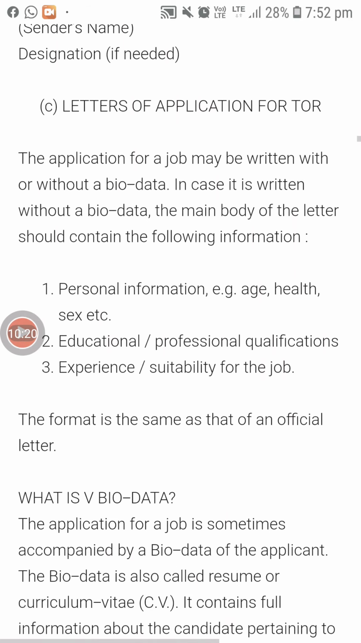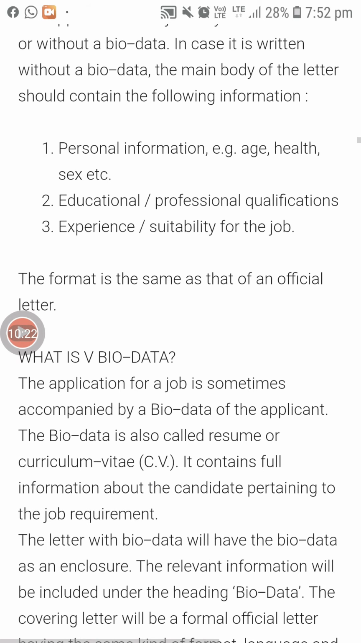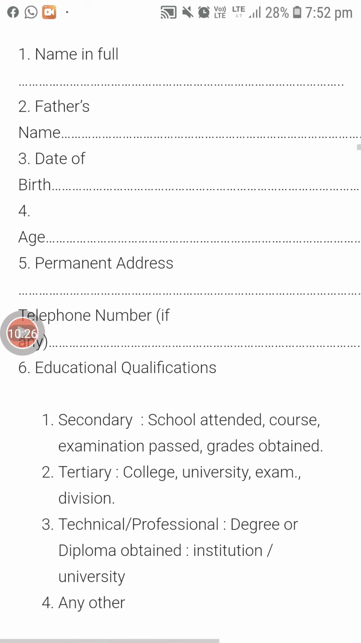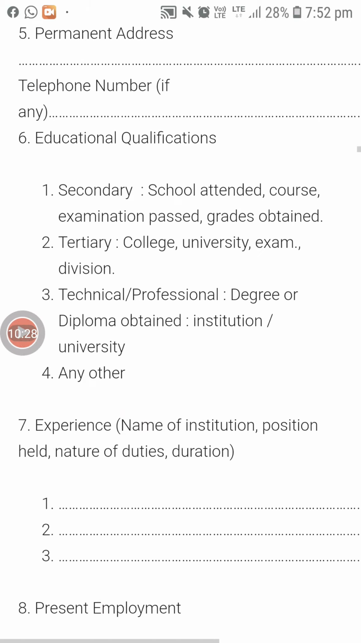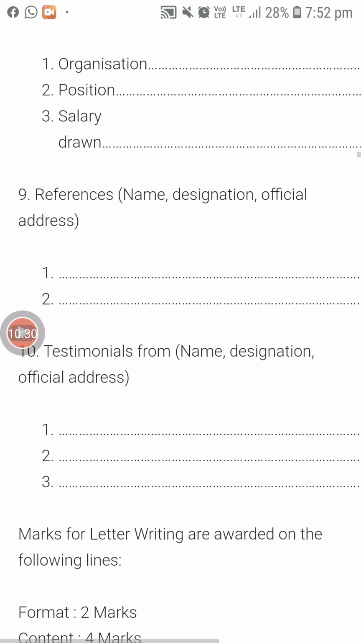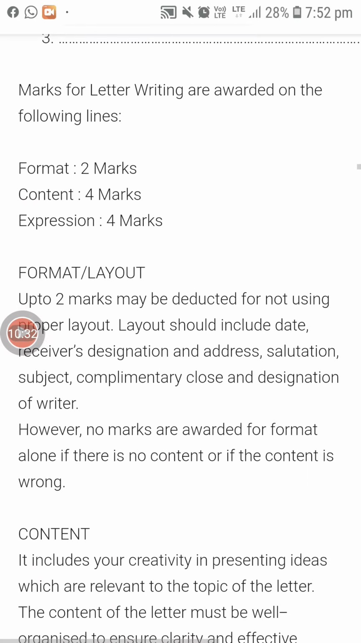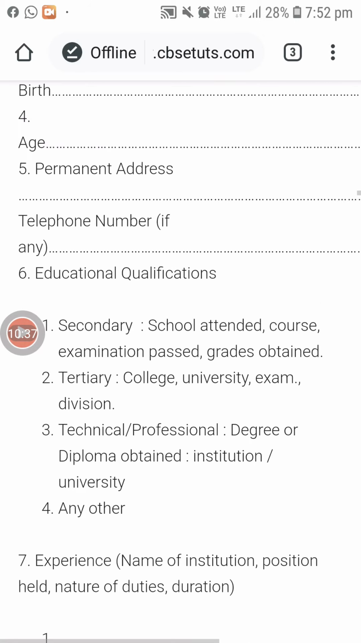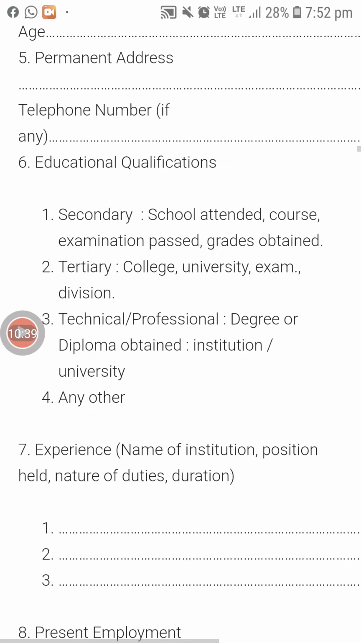Then the letters of application. Okay, so application, job applications, biodata. This is the name, full father's name. Okay, educational qualification. This is very important. With the application, you have to make this biodata. This is the important point.